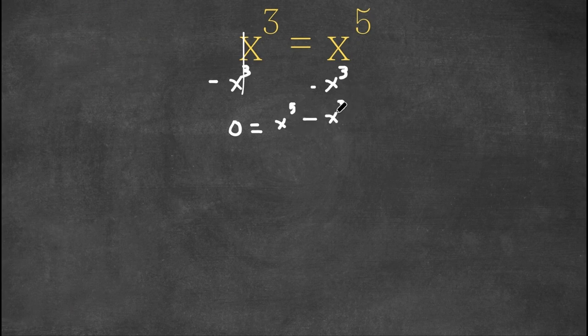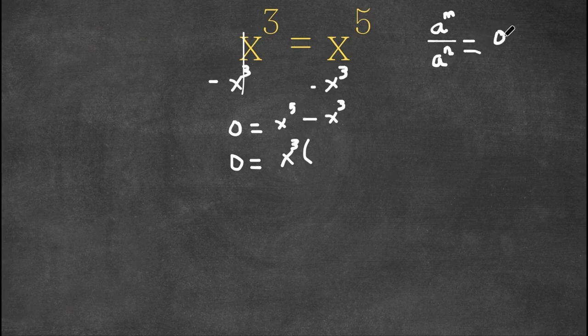Now we're going to factor out x to the power of 3 from this, because that is the greatest common factor of these two terms. So we have 0 equals x to the power of 3 times, well, what's x to the power of 5 divided by x to the power of 3? An important property of exponents is that a to the power of m over a to the power of n is equal to a to the power of m minus n.